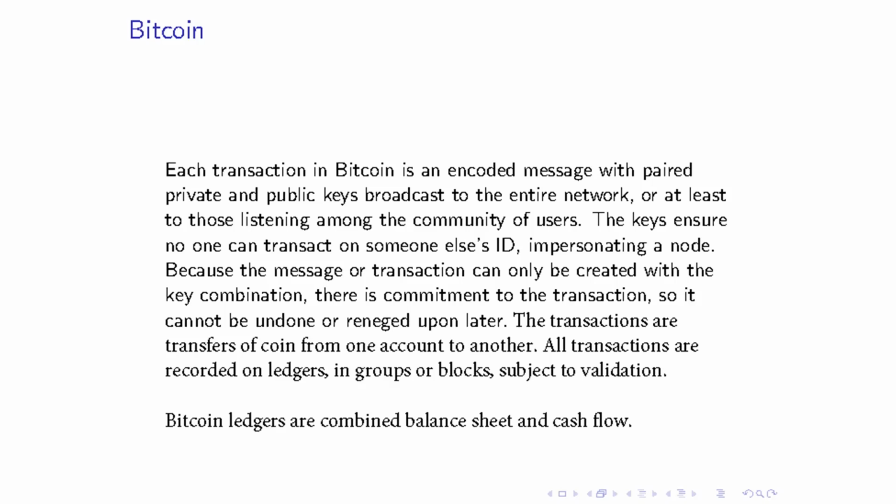So let me make a transition then to the other account, which is cash flow. And I'm going to do this by explaining a little bit about Bitcoin, and many of you probably know about this already. So every transaction in Bitcoin is an encoded message sent out, generated with a private-public key scheme, which has the advantage that it's known which node sent the message, and there's full commitment to the message. You can't go back and deny that you sent it, and it prevents fraud. Nobody can transact on your ID because nobody else has the private key unless you get careless.